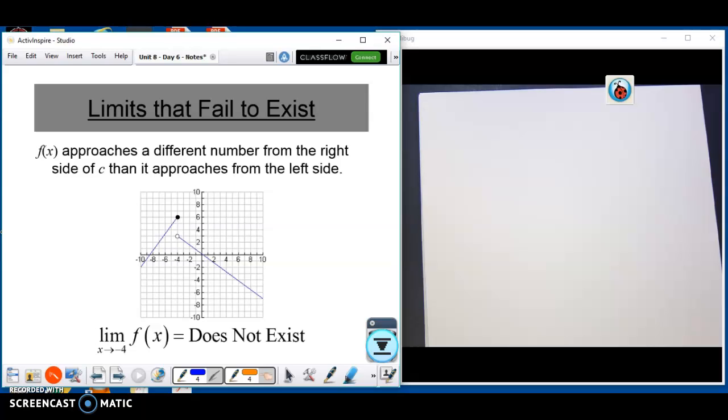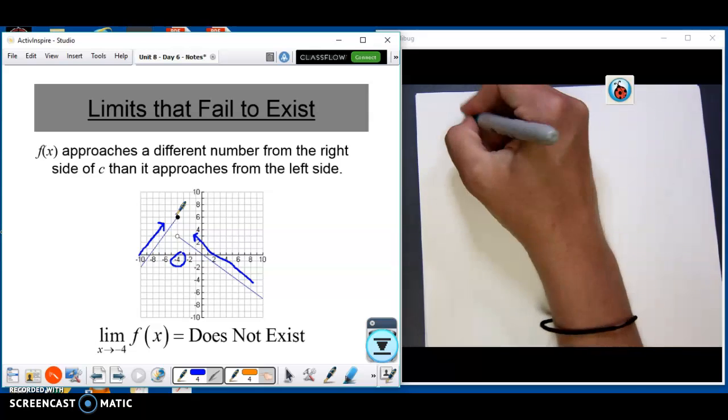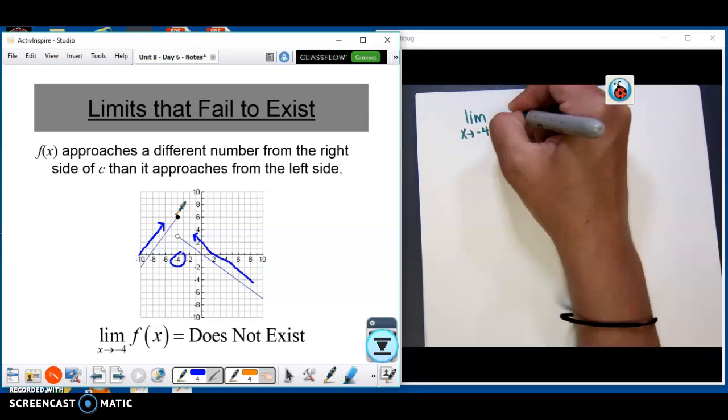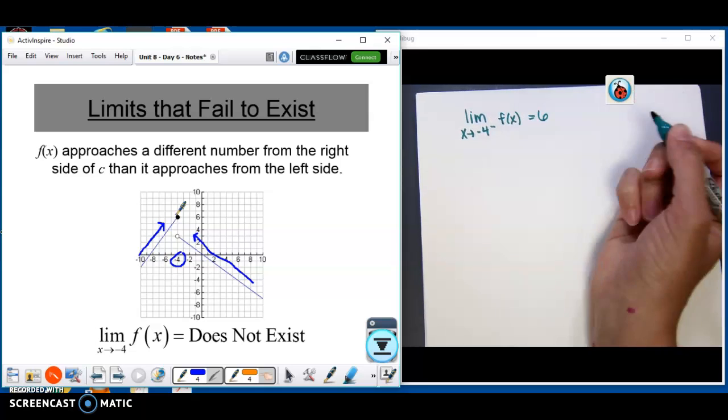So, limits that fail to exist. If you take a look at this graph right here, when you come in from the left and you come in from the right, as we're approaching, only as we're approaching -4. As we're approaching -4, this will give you an answer of 6. So if we did the limit as x approaches -4 from the left, that gives you +6.